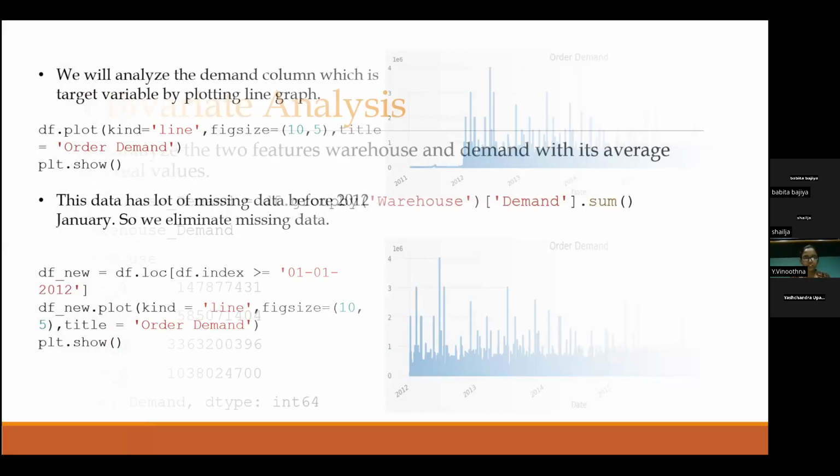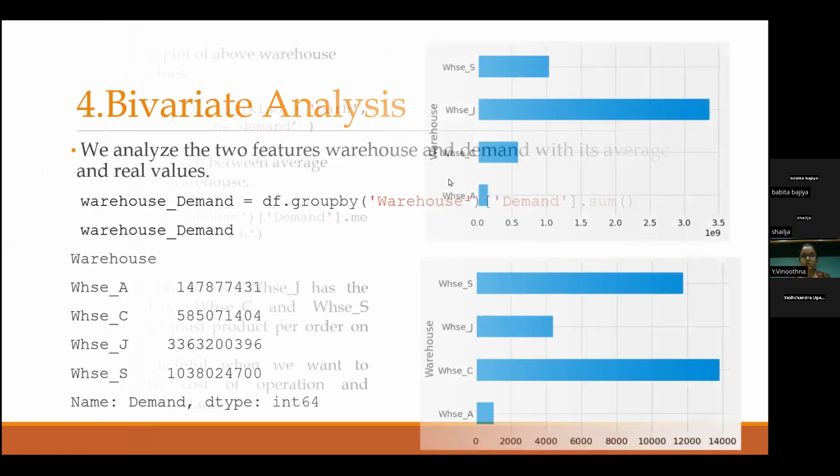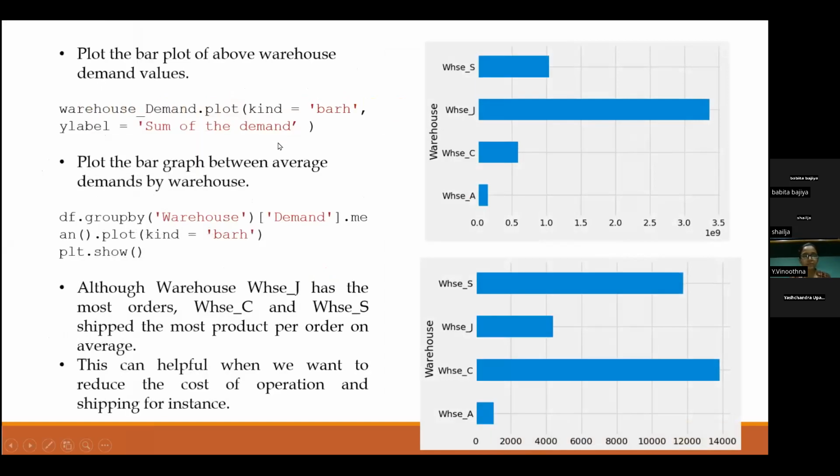After performing univariate analysis, we can also perform bivariate analysis, nothing but checking some relationship or dependency between two features, two columns. So here I have analyzed two features, warehouse and demand, with their average values and real values. I have grouped the warehouses and their respective demands, and plotted the graph. When I plotted the graph between warehouse and their respective demands, warehouse J has more orders.